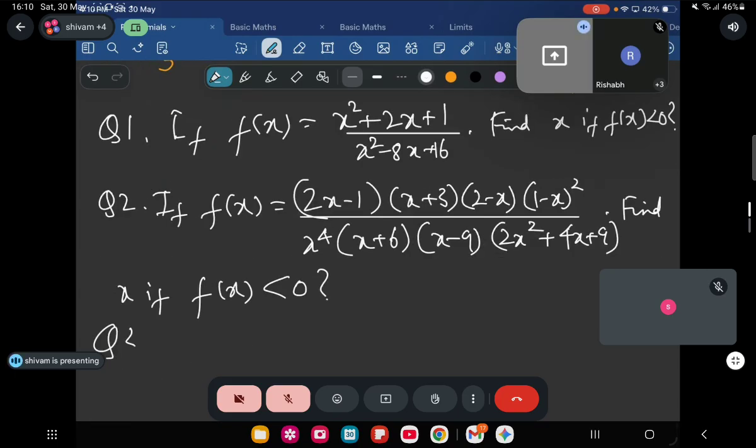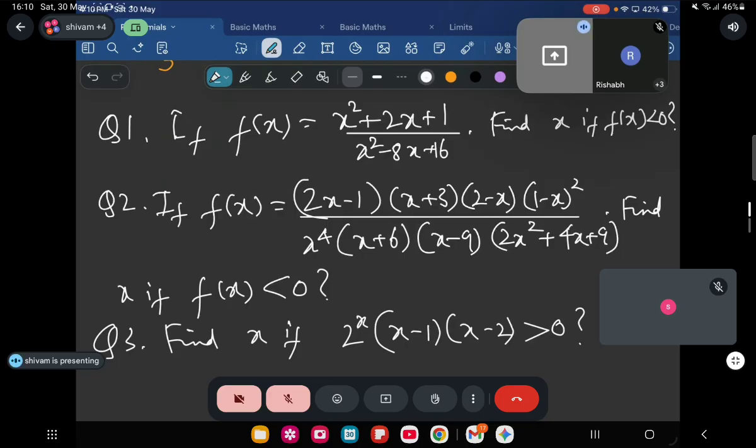Question number 3. Find x if 2 to the power x into x minus 1 into x minus 2 is greater than 0. Solve. Done. Now check it again. Should I start with the first one? Tell me everyone. Which should we solve? First one is easy.